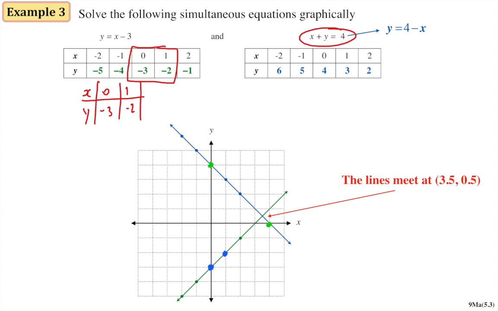And that's how we solve our questions graphically. If we don't draw the graph carefully, it can be very hard to read the answer off.